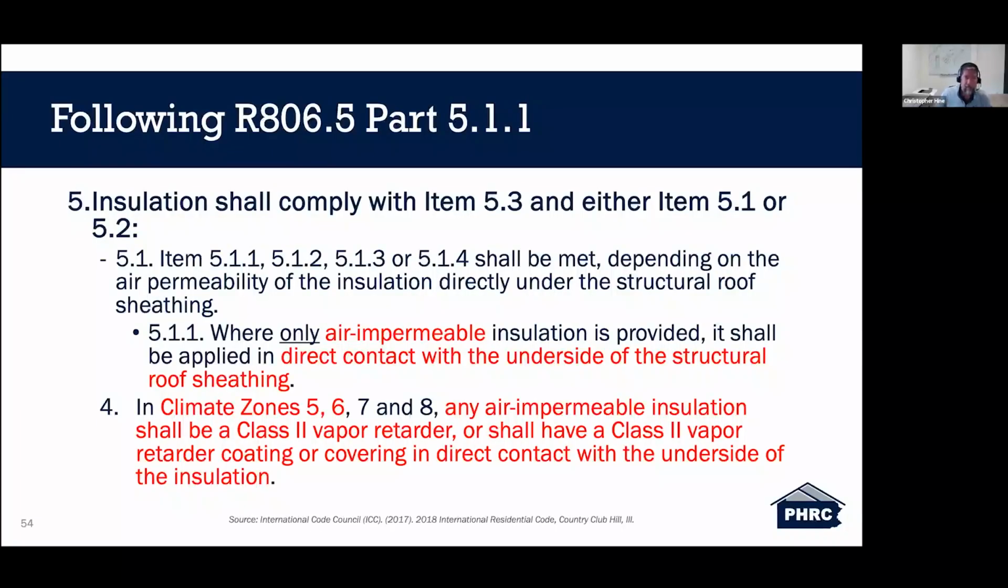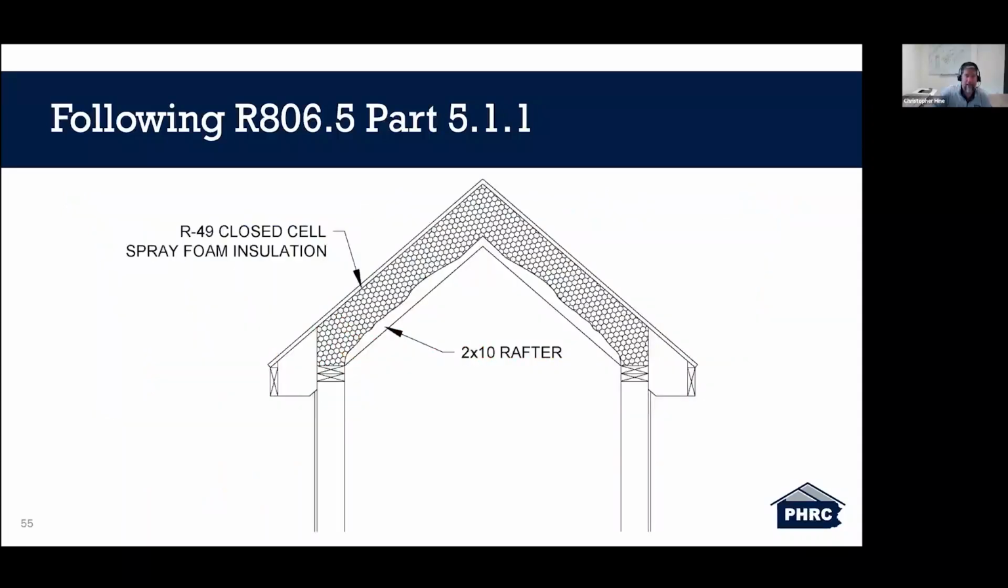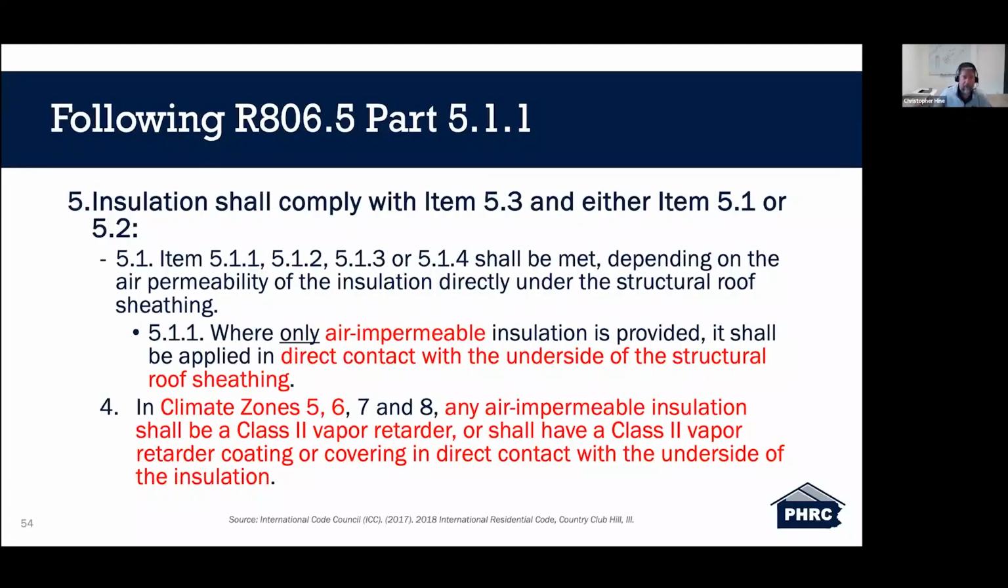So again, here's the text of the code that says 5.1.1, where only air impermeable insulation is provided, it shall be applied in direct contact with the underside of the structural roof sheathing. The example that I showed, there it is again, it is in direct contact with the underside of the roof structural sheathing. So we can check that off the list.